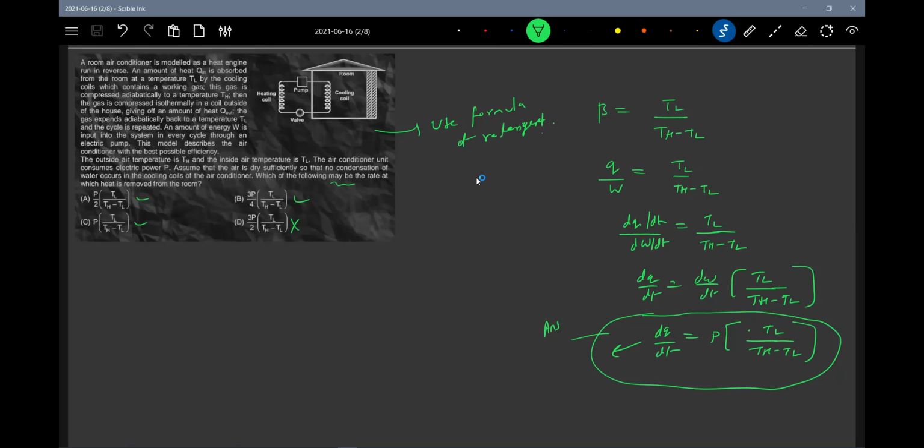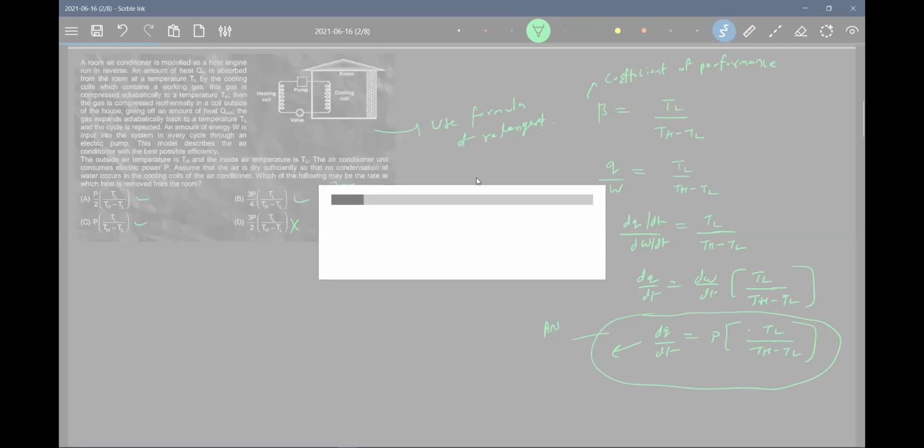There's a coefficient of performance. See, we have to be ready first with the theory and all the formulas. Let me take the next one.